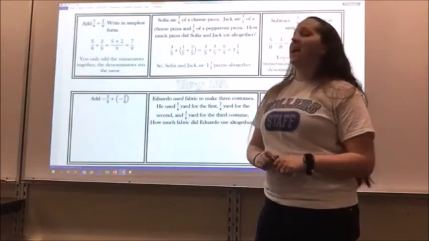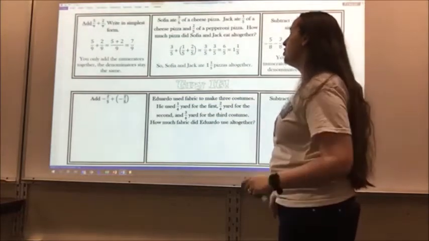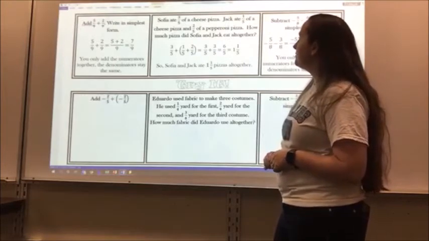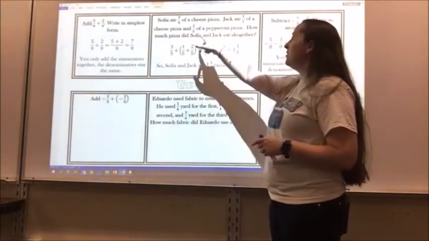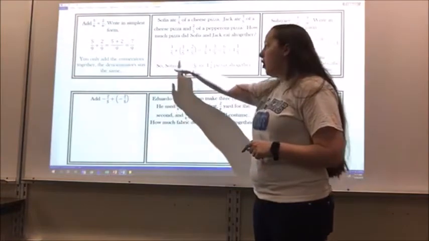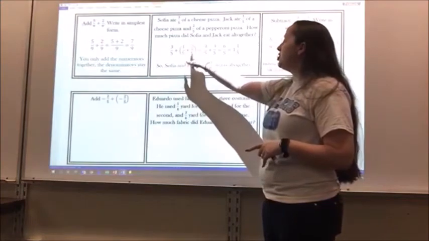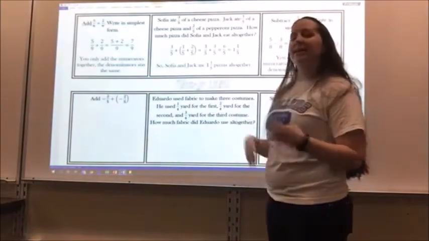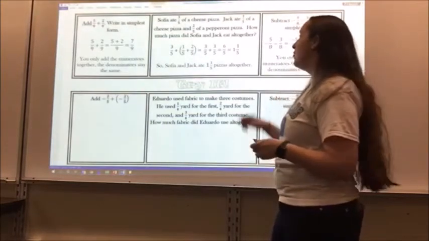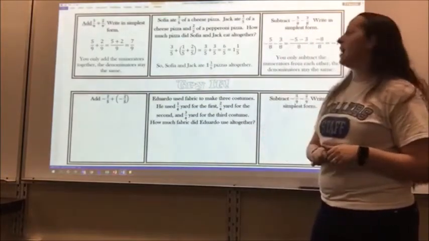Sophia ate 3/5 of a cheese pizza. Jack ate 1/5 of a cheese pizza and 2/5 of a pepperoni pizza. How much pizza did Sophia and Jack eat together? Jack ate 1/5 and 2/5, so I add those together, and Sophia ate 3/5. All of my denominators are the same, they're all 5, so I just add. 3 plus 1 plus 2 gives me 6/5. I can simplify into a mixed number. 5 goes into 6 one time, with 1 left over, so 1 and 1/5. Sophia and Jack ate 1 and 1/5 pizzas together.